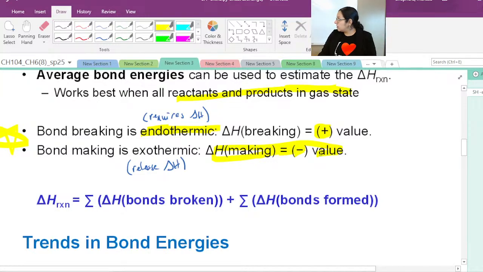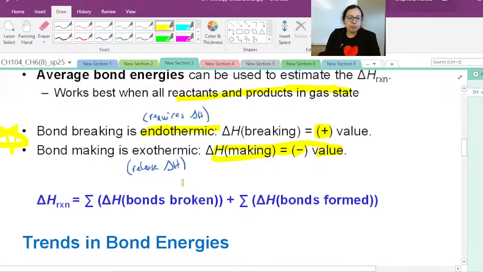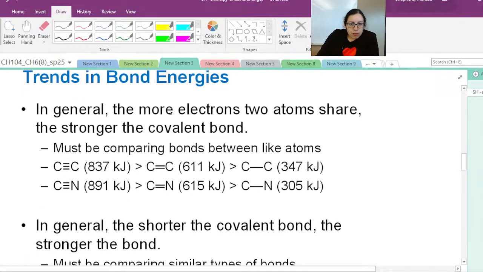Just let everybody take that in, so that's important. Then what we'll be able to do is take our total number of bonds broken, which should be some positive value from breaking, plus our bonds formed, which is going to be some overall negative value, and that gives us our total change in enthalpy. Now we just want to compare bond energies to give us a sense.